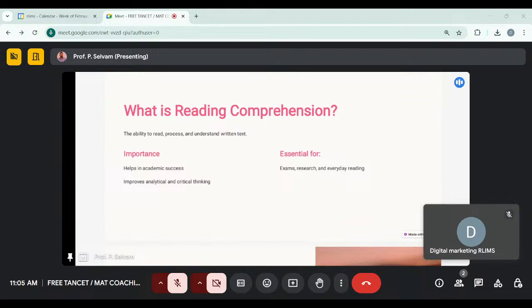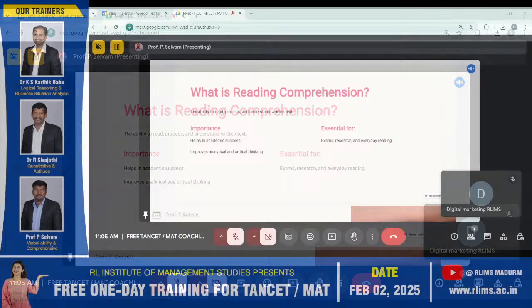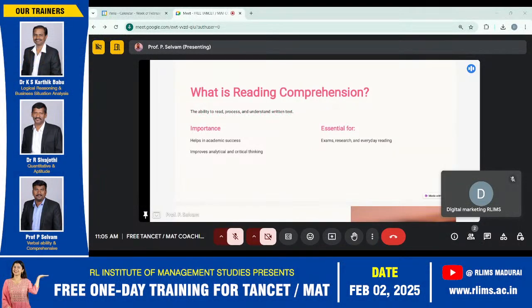As I have told, it is all about your ability to read, process, and understand the text that is given to you. Why is reading comprehension important? One is academic success. As you are all in the process of appearing for the TANCET exam, this is for your academic success. You are aspiring to do an MBA program, for which this TANCET exam is mandatory. By attempting this reading comprehension successfully, you can come off with flying colors in academics. Number two, this helps you improve your analytical and critical thinking. By developing your potential to understand the hidden message, or to read between the lines, you would be able to improve your analytical and critical thinking.